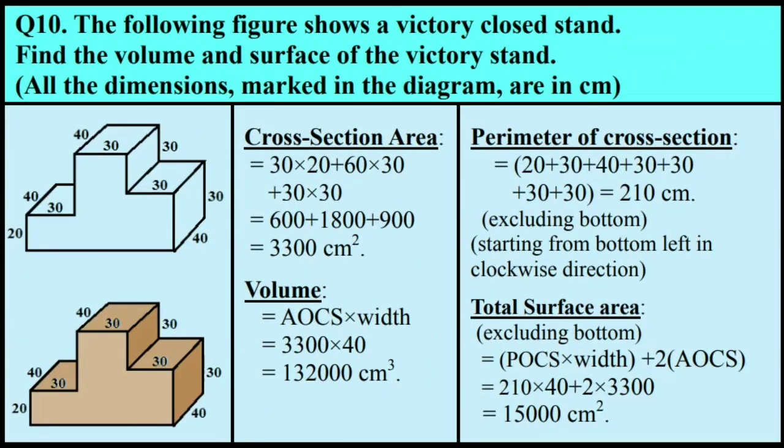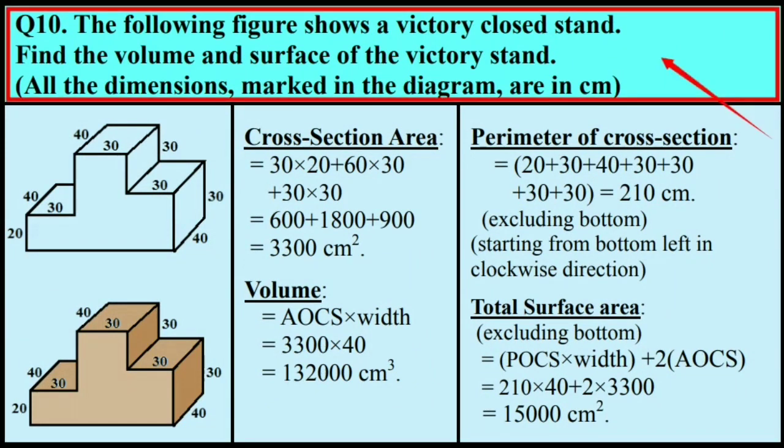I take the next question, question number 10. It says the following figure shows a Victory closed stand. Find the volume and surface area of the Victory stand. All the dimensions marked in the diagram are in centimeter. Let's observe the diagram. The front face of the diagram shown using the arrow sign is the area of cross section of the solid, and it's very clearly visible here that this face is the uniform area of cross section.